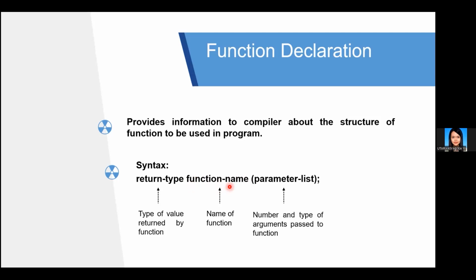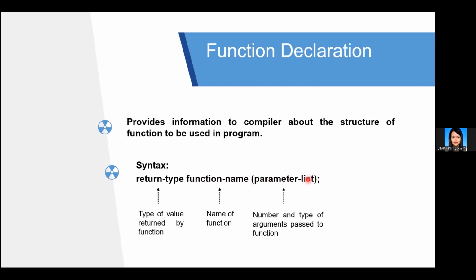Every function, you need to make sure that you name it with a unique name. We don't have any two functions in the same program having the same name. This is not allowed. Make sure every function has its own unique name, right? And then after that, you look at the parameter list here.